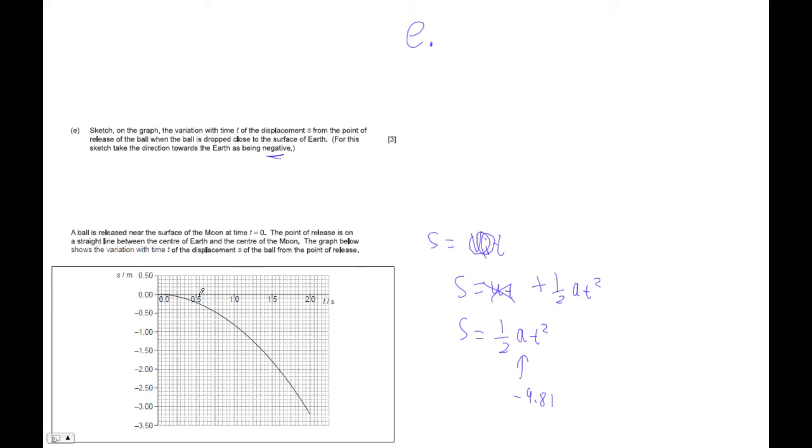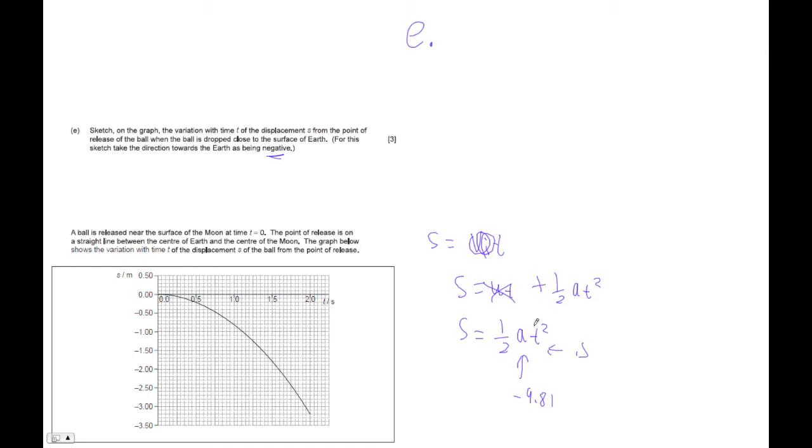Here's what I bothered to do: I figured out what it was at 0.5. So I plugged in 0.5, and I got that displacement, which was like, I don't know, negative 1.2 or something like that. And then I figured out where it hit the bottom of this thing. So I actually plugged in here and figured out the t that it hit that at.